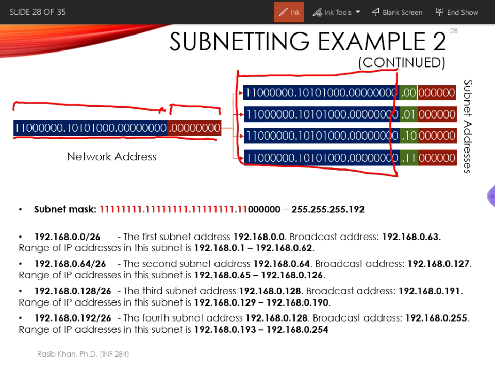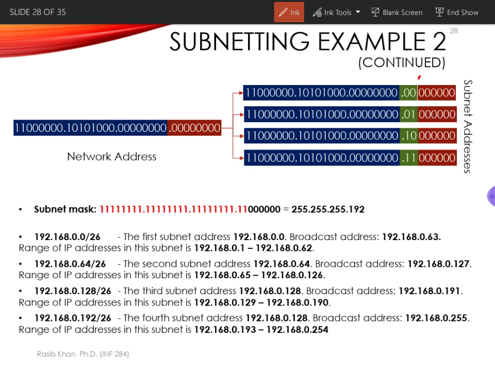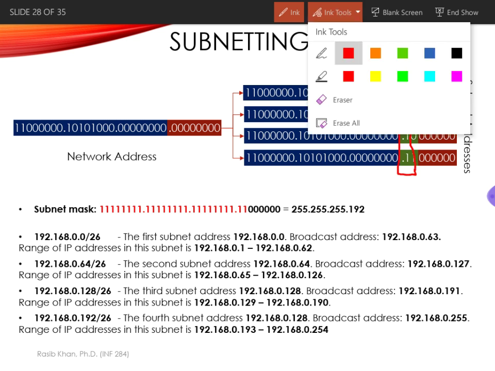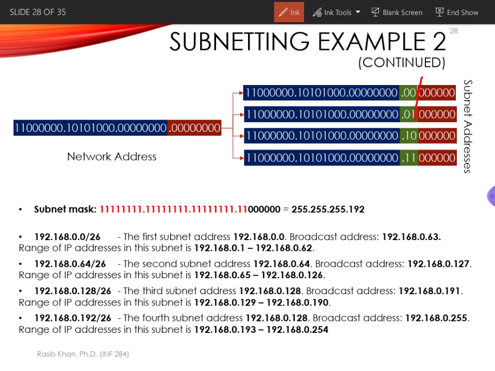and we borrow 2 bits for creating the subnets. And that gives us the combinations 00, 01, 10, and 11 for the 4 subnets, and the remaining 6 bits to be the range of the host ID.